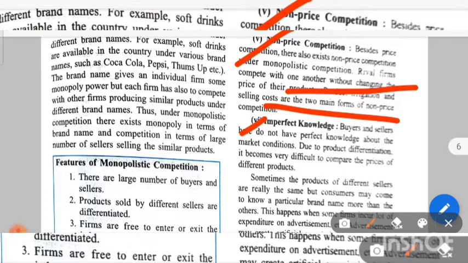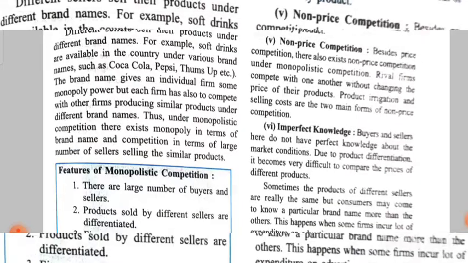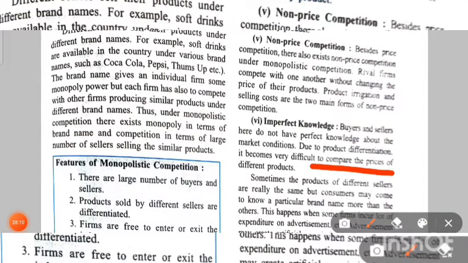They should not have any perfect knowledge of the market condition. Because if they have perfect knowledge, what will they do? Buyers and sellers do not have perfect knowledge about the market condition. Due to product differentiation, it becomes very difficult to compare the prices of the different products. So there should be no perfect knowledge of the product.